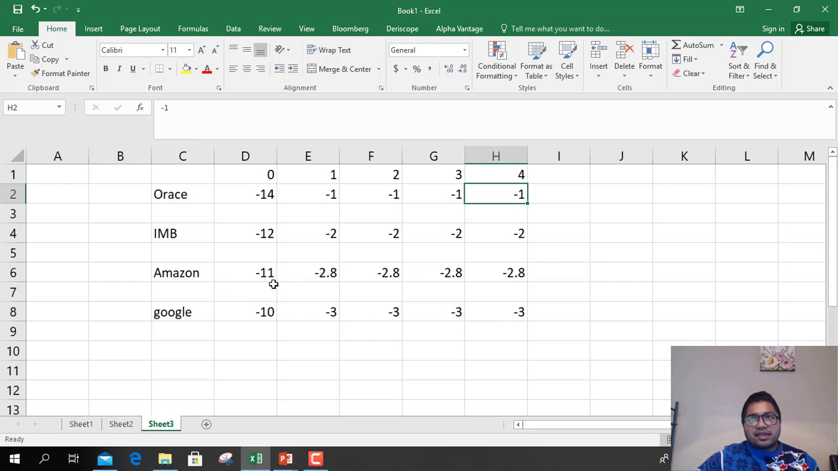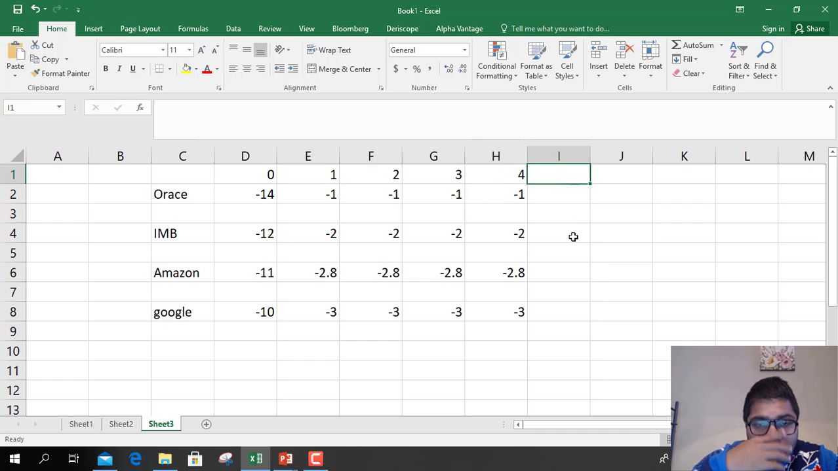Amazon, you're spending 11 million right now and $2.8 million each year for the next 4 years. IBM, you're spending 12 million right now and this one, and Oracle, you're spending this one. So which one should you choose? Now how to do these problems? To do these problems, you have to find NPV, but since it is a cost, you have to find NPV that is lowest.